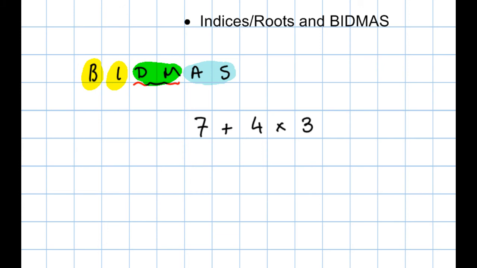So here, if we look, we've got a multiplication and an addition. We do the multiplication first, so it would be 7 add 12. And then, of course, 7 add 12 is 19.